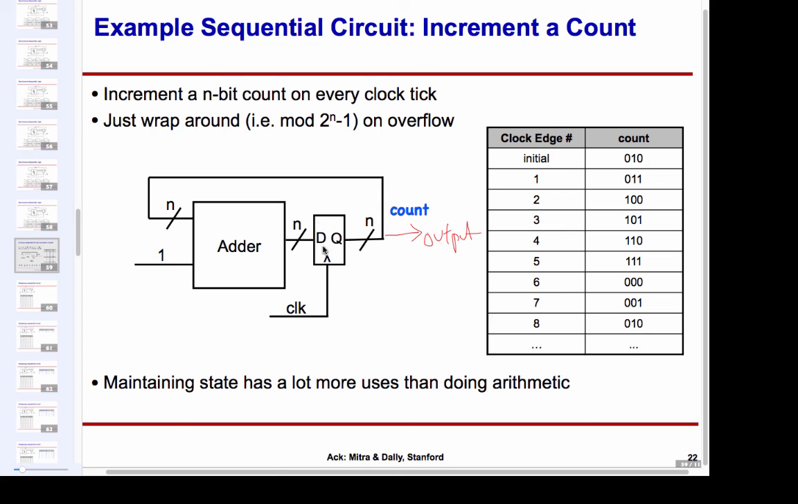Then at some point, since I have only n bits, this will reach 2 to the power n minus 1, that is all ones, and after that it will roll over to 0. So it will go from all 0s to 1, to 2, to 3, all the way to all ones, and then wraps around to 0. So that's what this will look like.